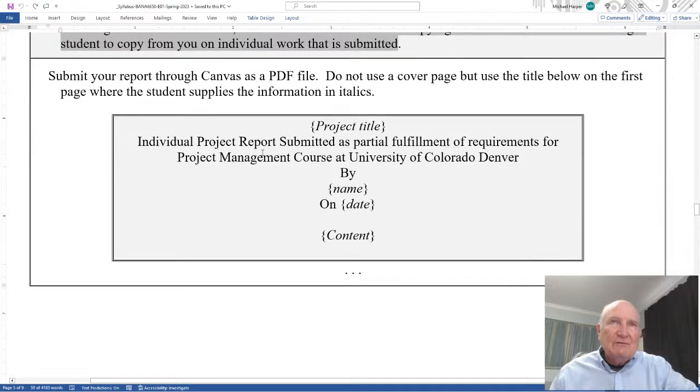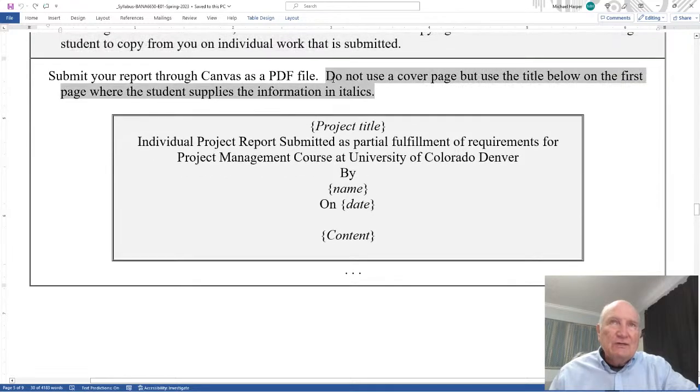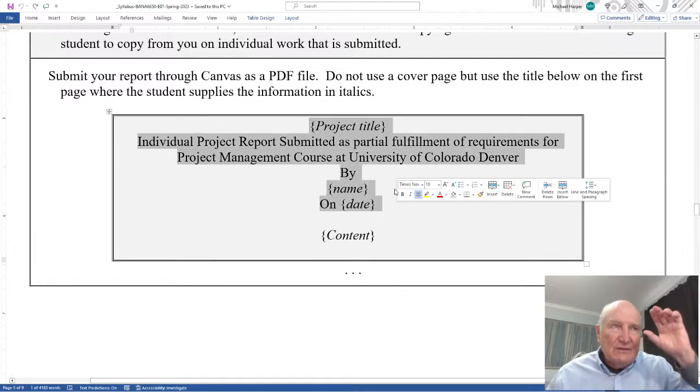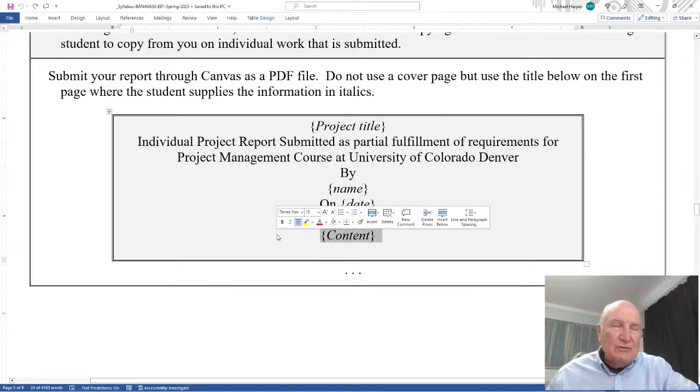Submit your report through Canvas as a PDF file. Do not use a cover page, but use the titles below on the first page where the student supplies the information entitled in italics. In other words, you have your own title here, and then you put this line and this line and this line, and then your name, date, and then those six lines at the very top, and then start your report. That's all you need to do, and that's the format. That's all I'm looking for.